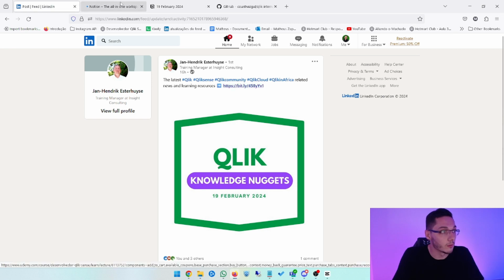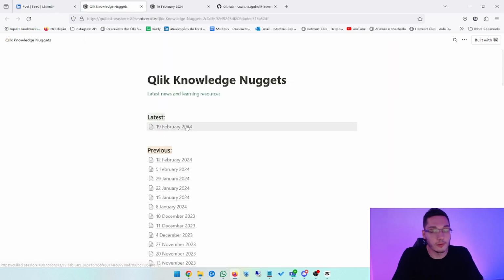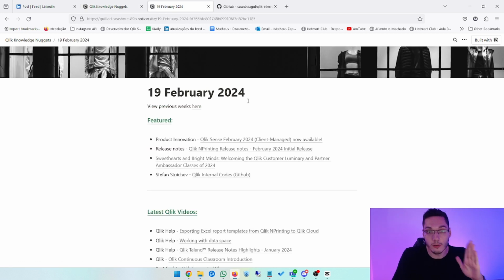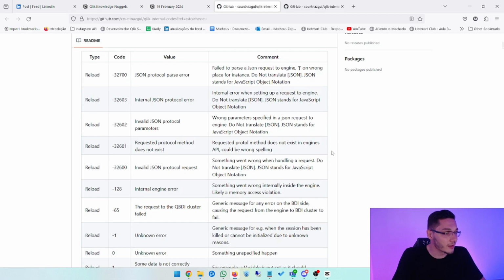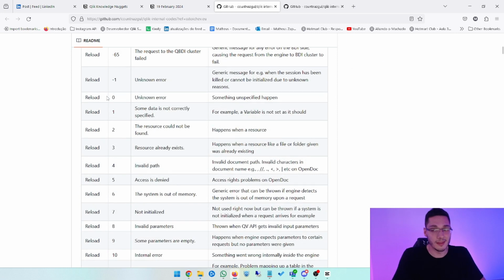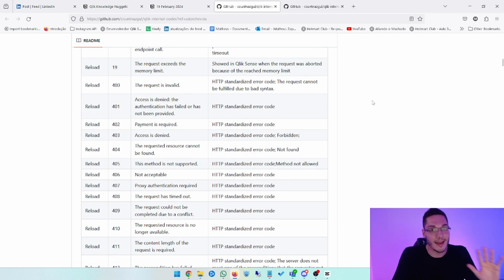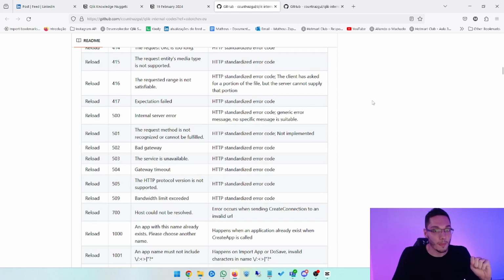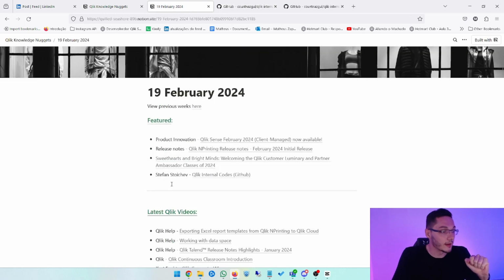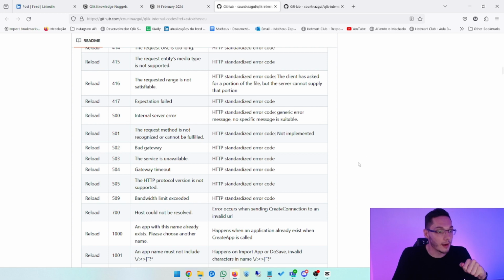So here on this Notion file, you can see the collections of every week of news. This week especially, something caught my attention. It was a post here by Stefan. It's about some Qlik internal codes. As you guys know, Qlik has a lot of error codes, but most of the time they don't really help a lot. So I just want to share that, because I found this very interesting, and thanks a lot to our friend Stefan for making this. Your effort is very much appreciated indeed.